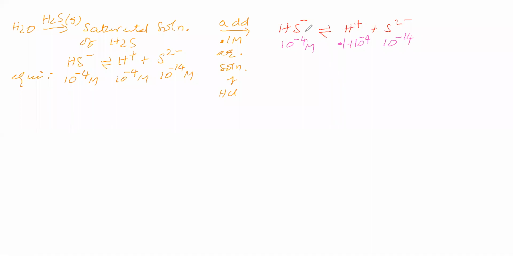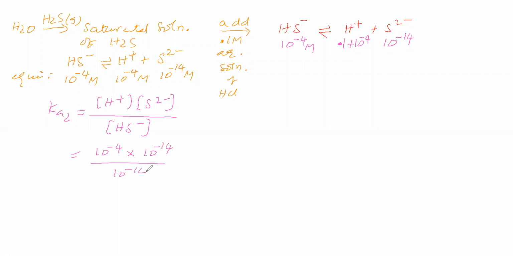Now we have to check whether the system is in equilibrium or not due to the addition of HCl. In order to check this, we have to find Qc. So before finding Qc, we will see the equilibrium constant here. For this, the equilibrium constant is Ka2. Ka2 is equal to the right side concentrations in the numerator and the left side concentration in the denominator. Let us substitute the values: H plus concentration, sulfide concentration, HS minus concentration. We are getting Ka2, the equilibrium constant.